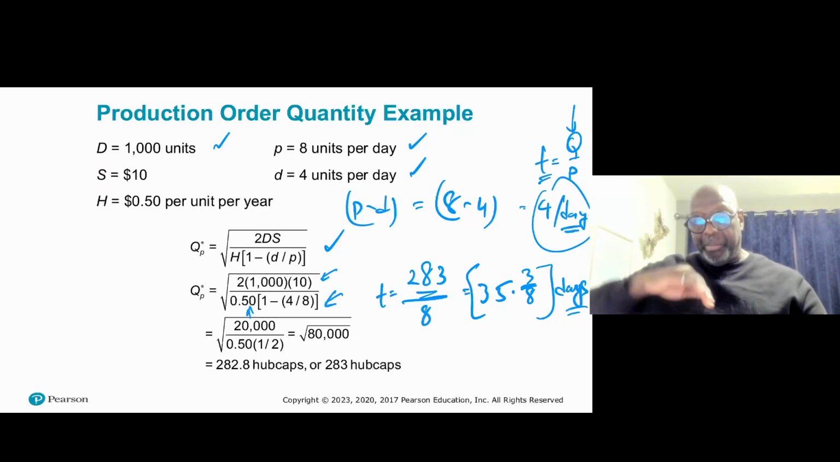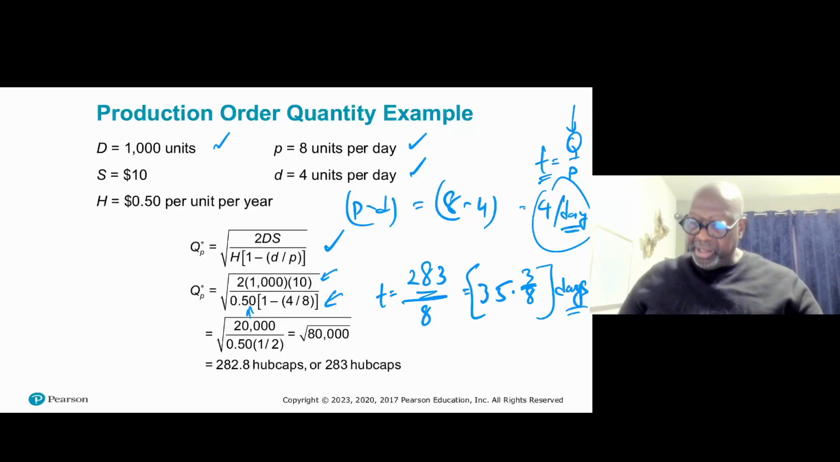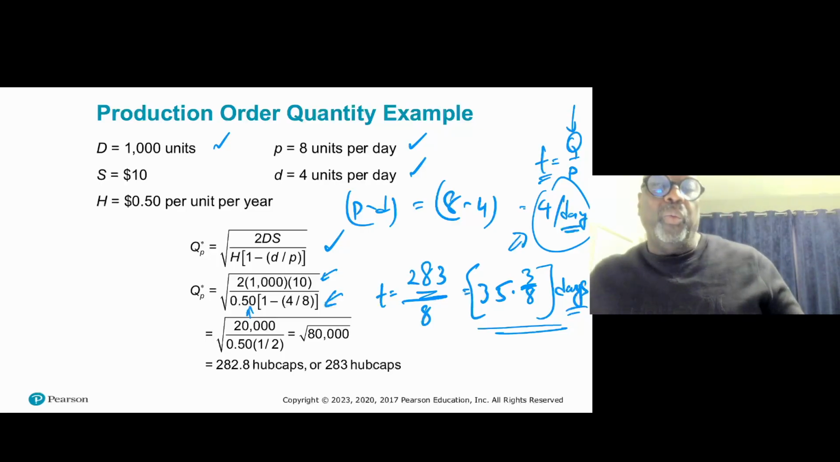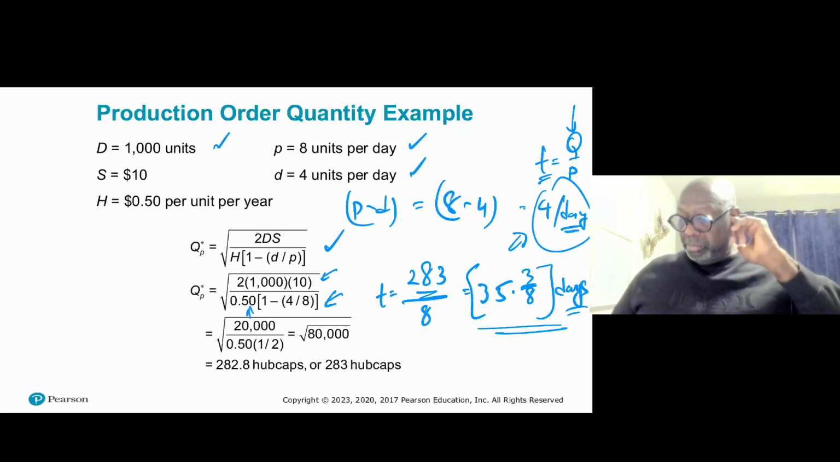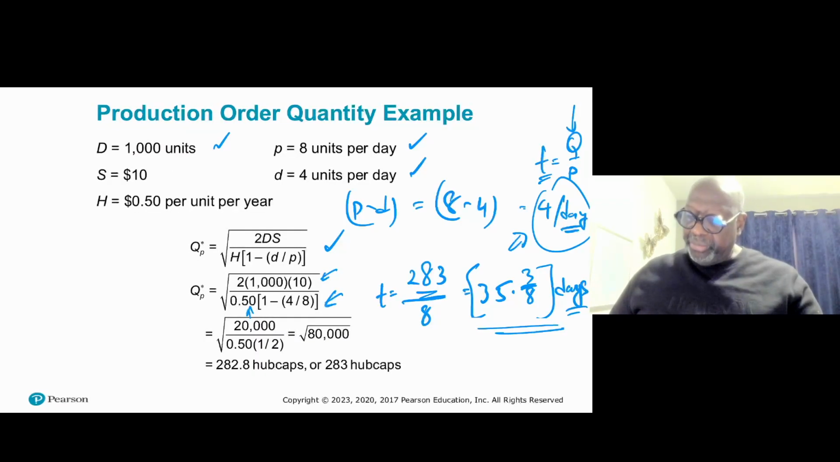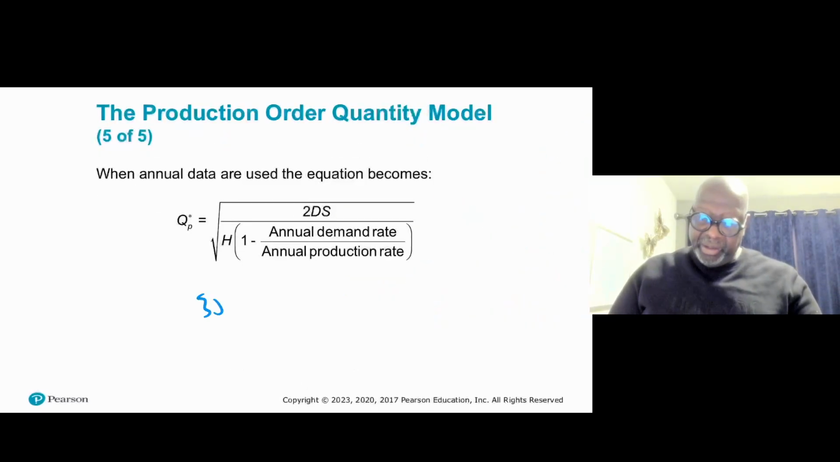And then if we want to know what our maximum inventory level is, we would have to multiply this amount by 4, because that's our total number of production days. And remember, we said we will be accumulating at a rate of 4 per day. So we could compute what our maximum inventory level would be. Let me see if it's on the next page. It's not actually shown, but it would have been essentially 35.38 days multiplied by 4 per day.